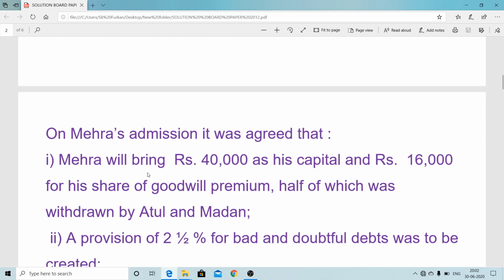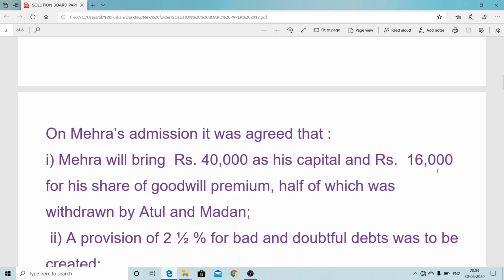Mehra will bring 40,000 as his capital and 16,000 as his share of goodwill, and half of it is withdrawn by the old partner. So here the new partner brought capital of 40,000 directly. Here one entry: bank account debit to Mehra's capital account 40,000. Now for goodwill, you have to pass 3 entries, like 16,000 goodwill money brought.